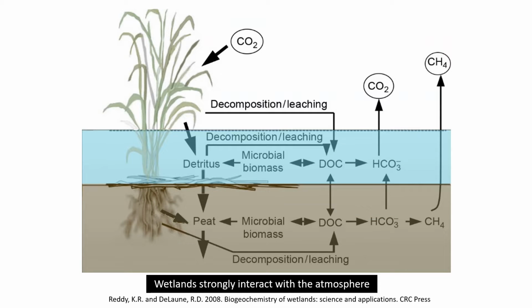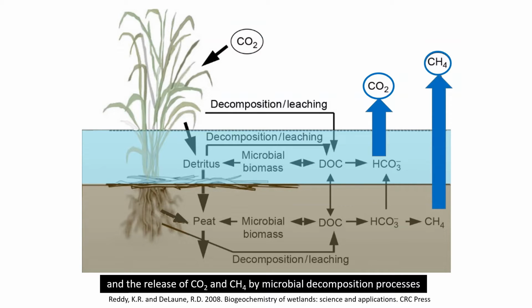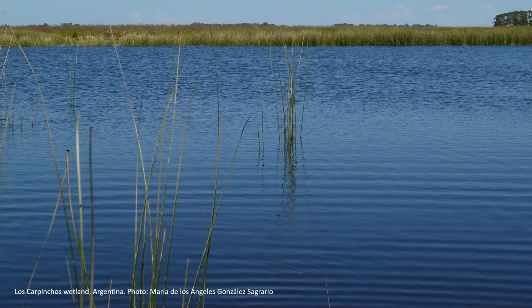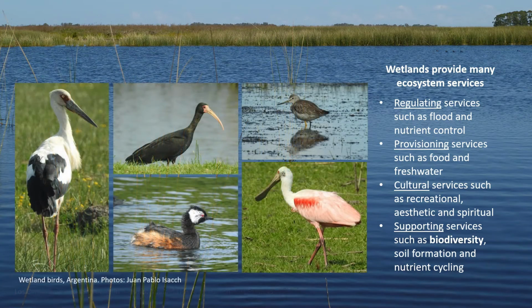Wetlands strongly interact with the atmosphere, including via the uptake of CO2 by photosynthesis, and the release of CO2, carbon dioxide, and CH4, methane, by microbial decomposition processes. Wetlands provide many ecosystem services: regulating, such as flood and nutrient control, provisioning, such as food and fresh water, cultural, such as recreational, and supporting services such as biodiversity, soil formation, and nutrient cycling.